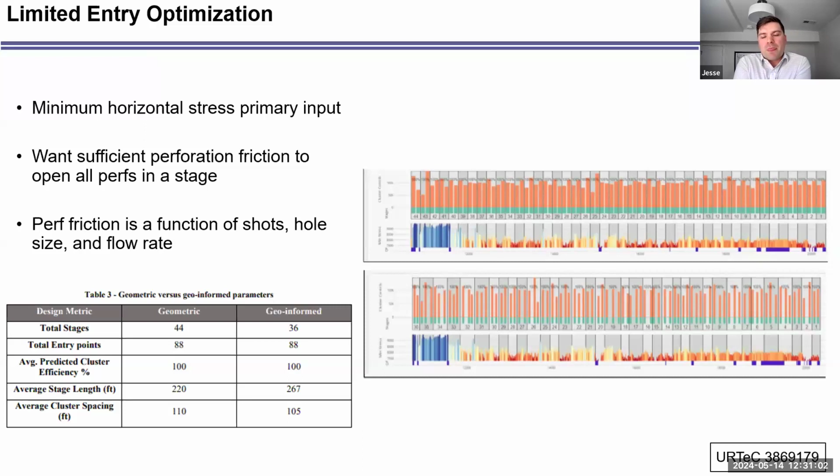And so from an optimization standpoint, the first thing that we usually always recommend for people to do is a limited entry optimization. So the minimum horizontal stress is the primary geomechanical curve input. And the idea here is you want sufficient perforation friction to open all the perfs within a stage. And the perf friction is a function of the shots, the hole size, and the flow rate.